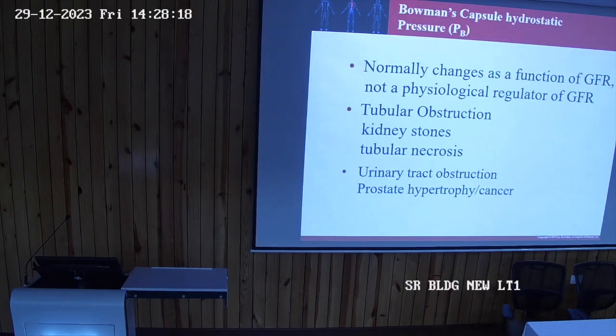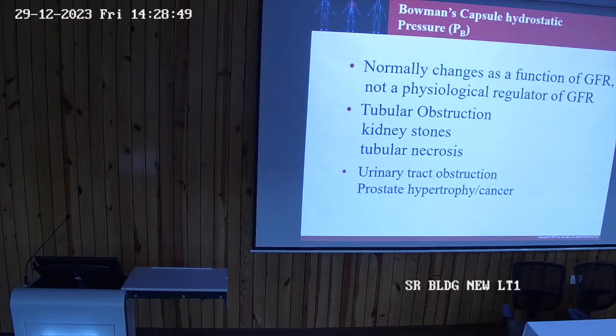When will Bowman's capsule hydrostatic pressure change? Normally it changes as a function of GFR, not a physiological regulator of glomerular filtration rate. When can this change? When there is tubular obstruction, filtration is not possible. Okay, kidney stones, tubular necrosis, urinary tract obstruction or hypertrophy of prostate or cancer. So these are the conditions in which there may be a change in the value of Bowman's capsule hydrostatic pressure.